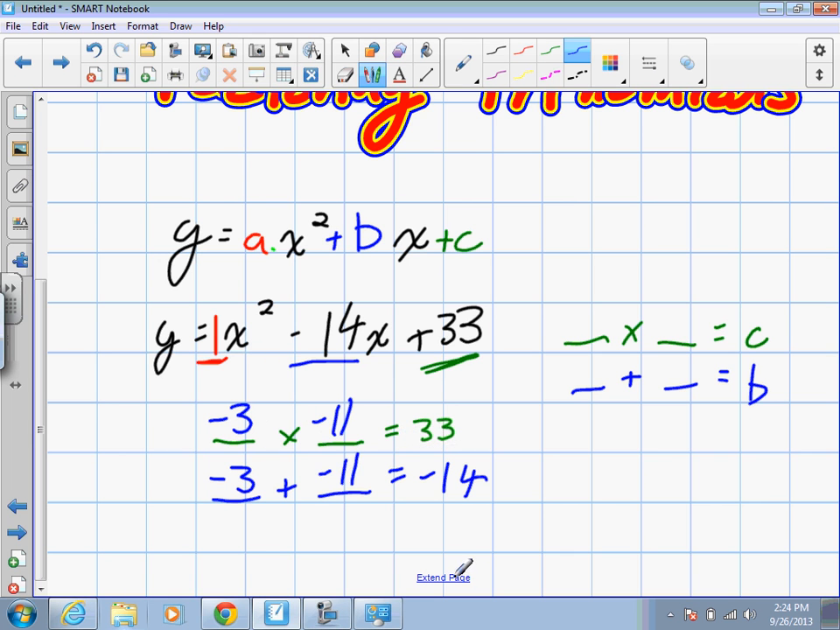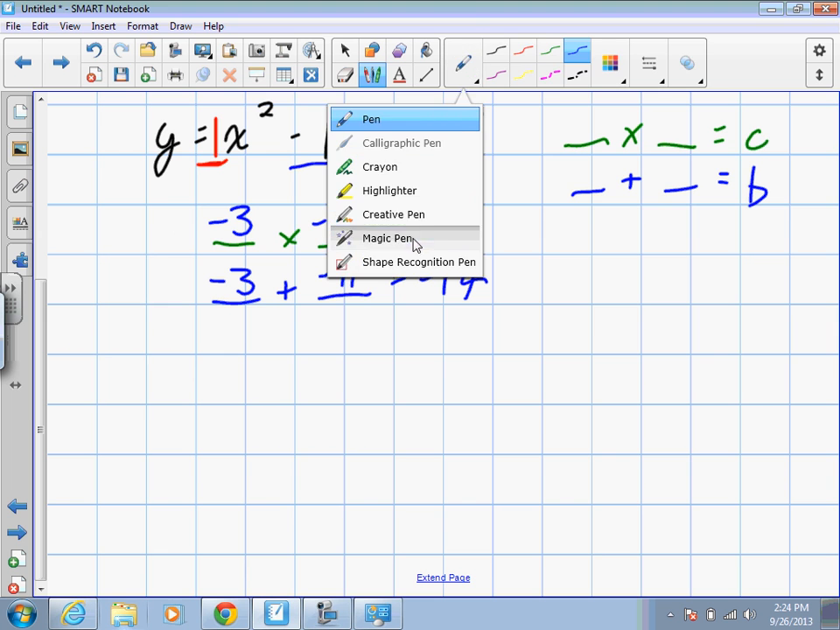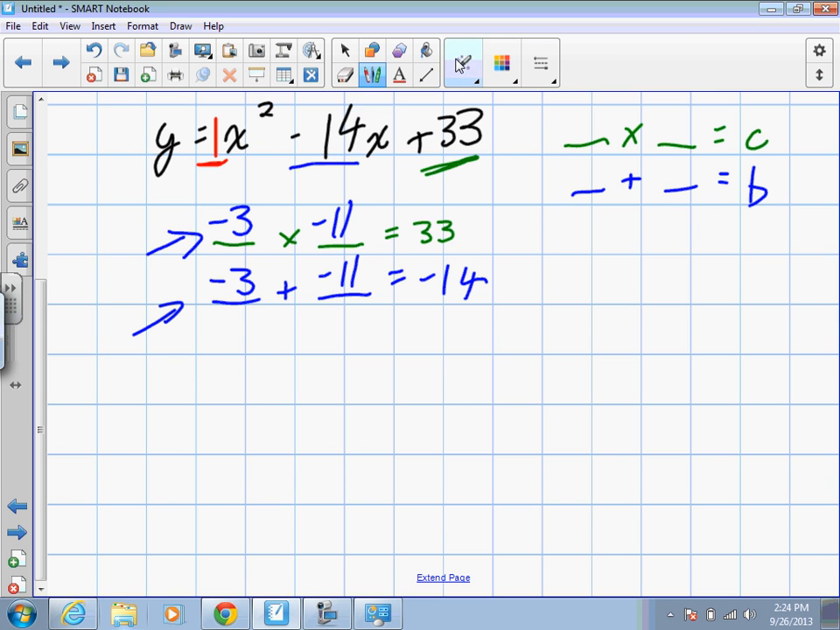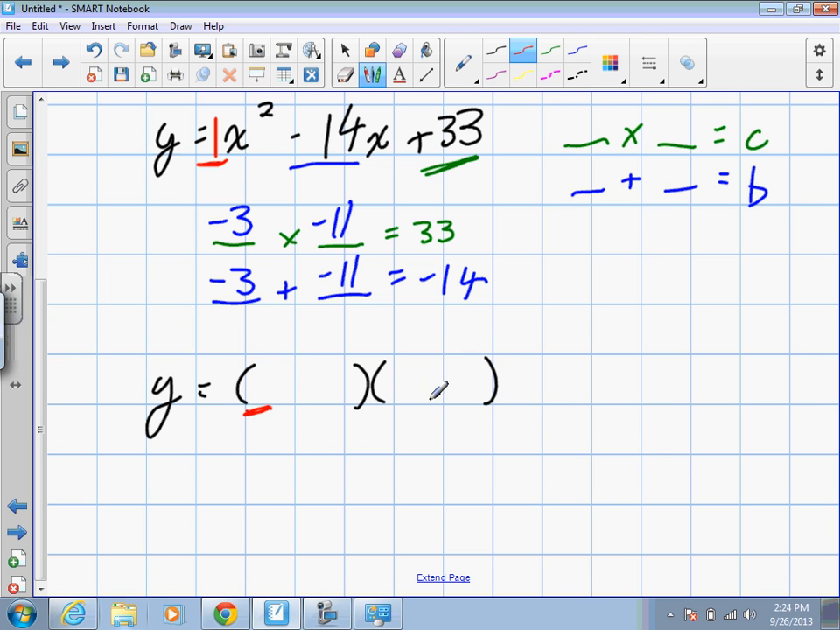So once we've determined what these two numbers are, we put them into a factored form. Our factored form is essentially two sets of brackets. The first term in each bracket is just going to be x. The second term in each of the brackets is going to be one of the values we found for factors. So negative 3 goes into one of them, and negative 11 goes into the other.